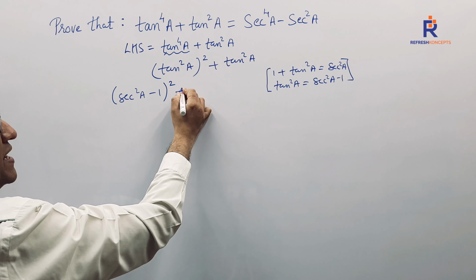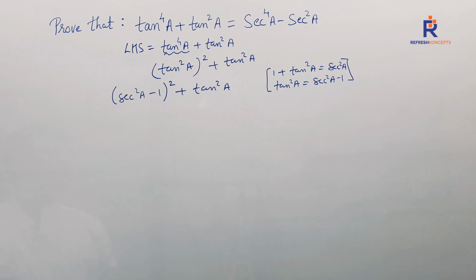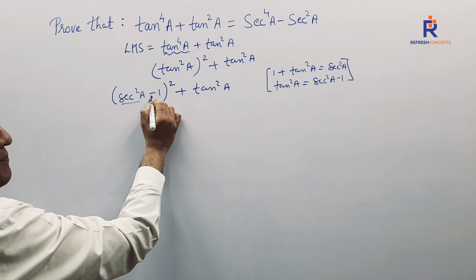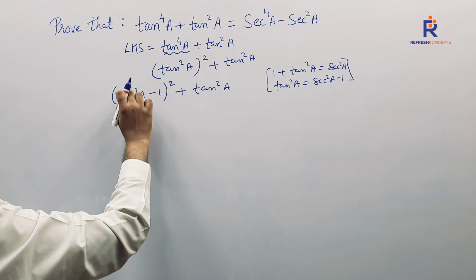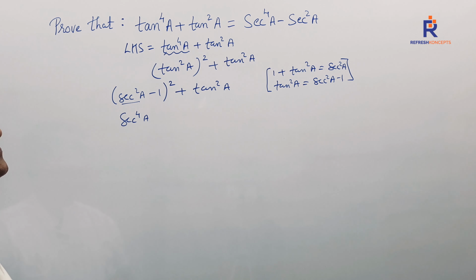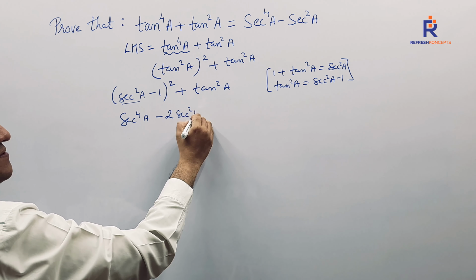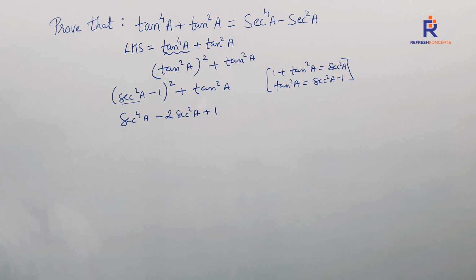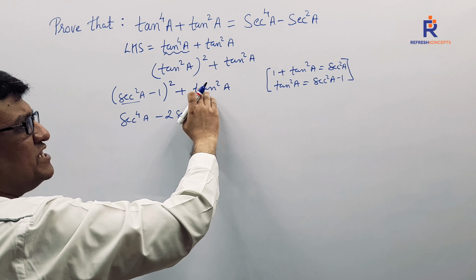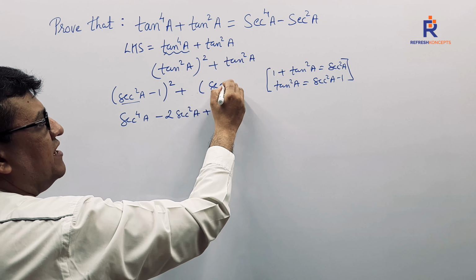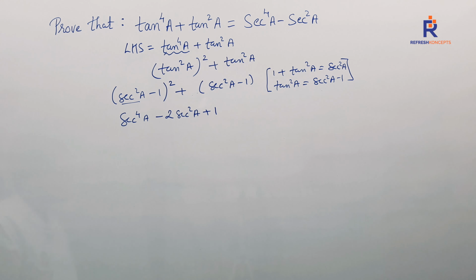The whole square plus tan square a. Now, can I say this is a minus b, the whole square? Answer is a square, so this becomes sec square a, the whole square, which is sec raised to 4a minus 2 sec square a plus 1. Children, here also we could have done the same: rather than writing tan square a, I could have also said sec square a minus 1. So wherever we have tan square a, we are writing it via sec square a minus 1.